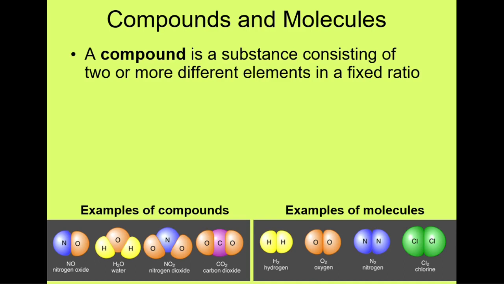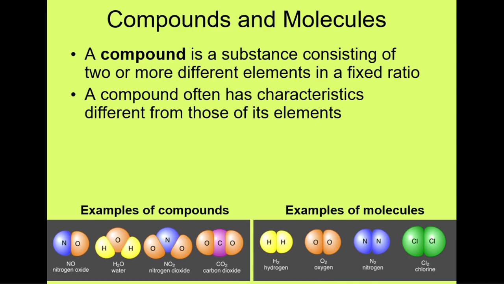A compound is a substance consisting of two or more different elements in a fixed ratio. So we can see some examples of compounds down in the left-hand side of the slide there. We've got nitrogen oxide, we have water, nitrogen dioxide, carbon dioxide. And the key thing about them all is that they are made up of two different elements. And that's the key to a compound. You've got atoms from two different elements combining. And we'll look at how they're formed in a bit.